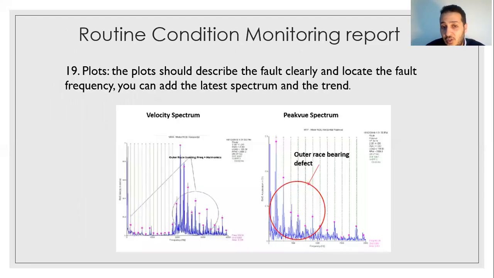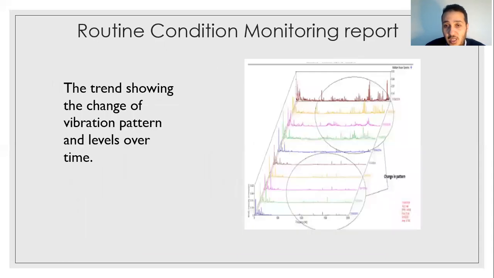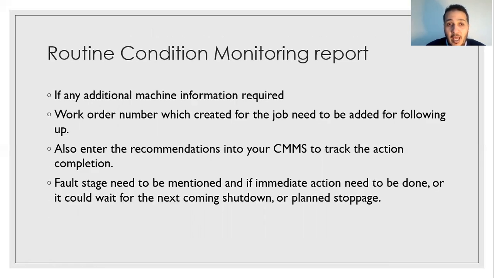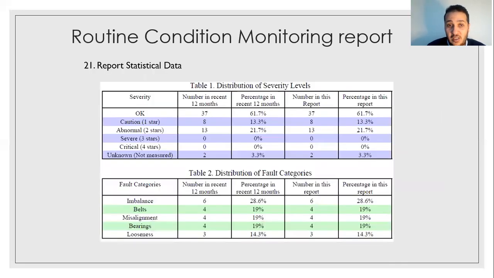You can include some plots like the vibration spectrum, as we see. You can also include the waterfall, which shows the change in the vibration pattern before and after. And you can add some recommendations like replace the bearing, revise the machine alignment, the machine requires balancing. If any additional machine information is required, you can add it. If any work orders are required, you can add them. For example, if a work order was created to replace the bearing, you can add this work order to your report and follow up on whether any action is done.